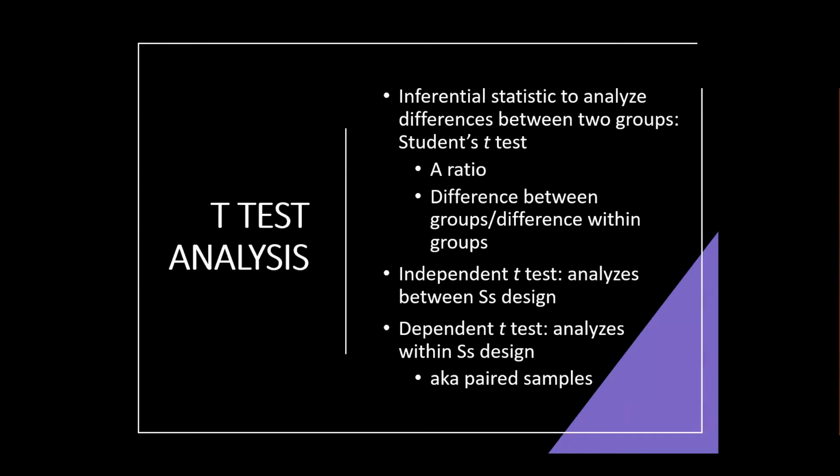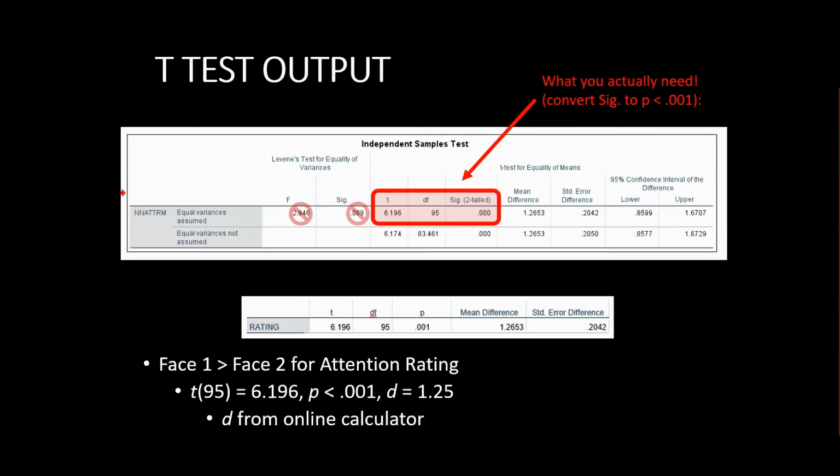A dependent t-test is when you have the same people in both groups. So maybe you measure them at time 1 and time 2, something like that. And this is what it will look like in SPSS when you run a t-test, an independent t-test actually. And you can tell it's independent because it says independent sample up there. So if you're shown a table like this, what you actually need to be able to report your t-test in a manuscript is this information right here.